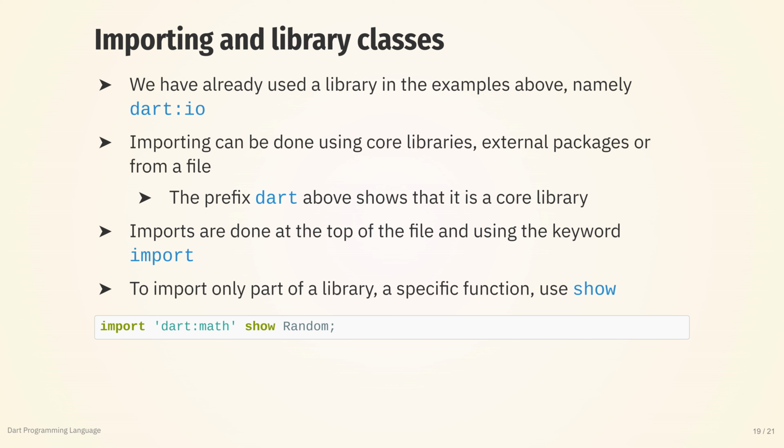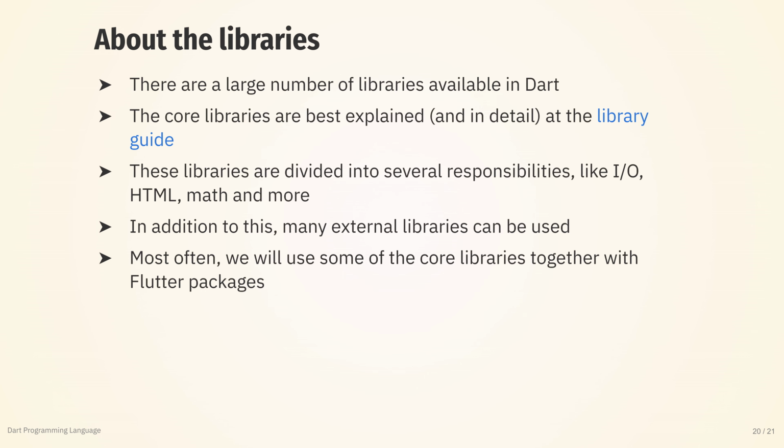And it's possible for us to just import parts of the library, specific function or object, or rather class, as we instantiate it as an object, or the class itself, with show. So we can say show random, and then we get access only to the random class. But at the top of the program file, we put these import statements. And there are a large number of libraries available in Dart.